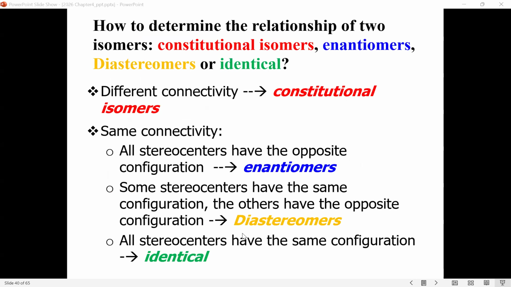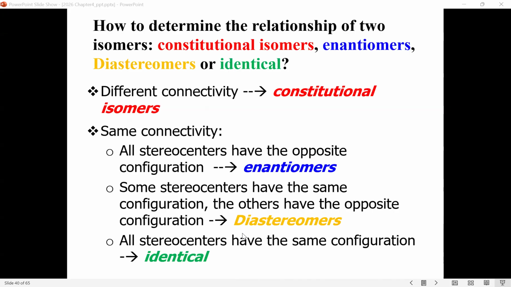There's one big type of question in the future exam and quiz. I give you two compounds and ask you to identify whether they are enantiomers, diastereomers, identical, or constitutional isomers. Constitutional isomers are pretty easy to identify. They have different connections, or different positions of a functional group. The more difficult case is the same connection.